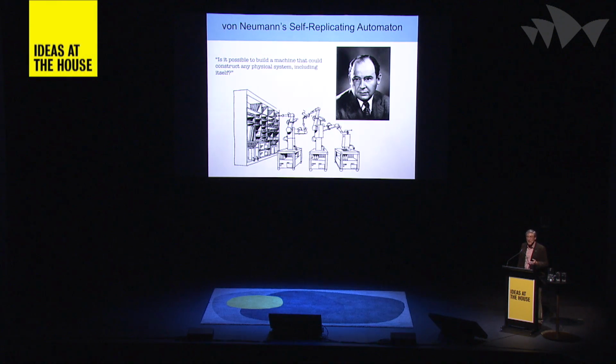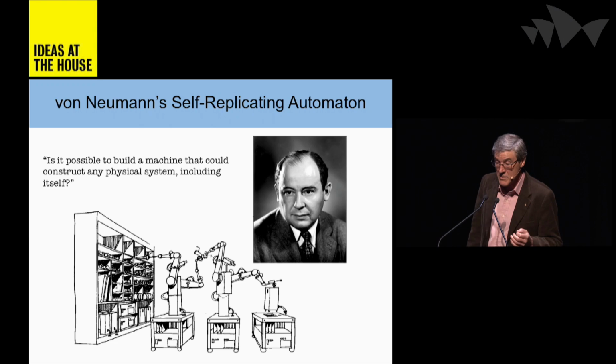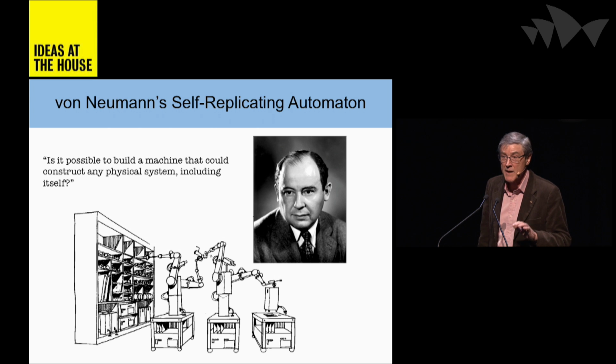So it would be a self-replicating machine. And von Neumann wrote papers and a book about the concept of asking the question, is it possible to build a machine that could construct any physical system, including itself? And so he laid down the logical architecture of what such a machine would be.